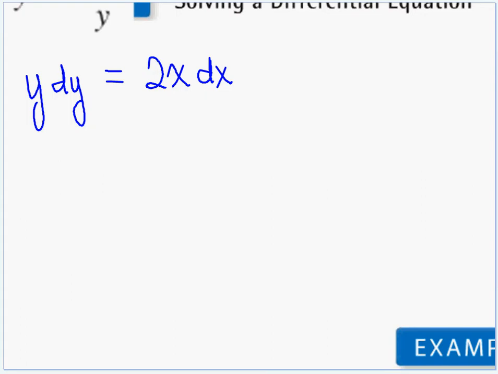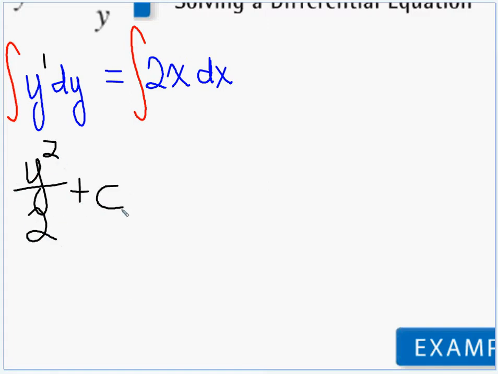Now, if we do something to one side of the equation, like antiderive, we've got to do the same thing to the other side. And on the left here, if I antiderive y to the first with respect to y, I'm going to get y squared over 2. And remember, there would be a plus c. We'll call it c sub 1. And on the other side of the equals, we'll antiderive here with respect to x. So we'll raise the exponent by 1, divide by the new exponent. 2x squared over 2 is just going to be an x squared. And we're also going to add a constant over here, plus c sub 2.